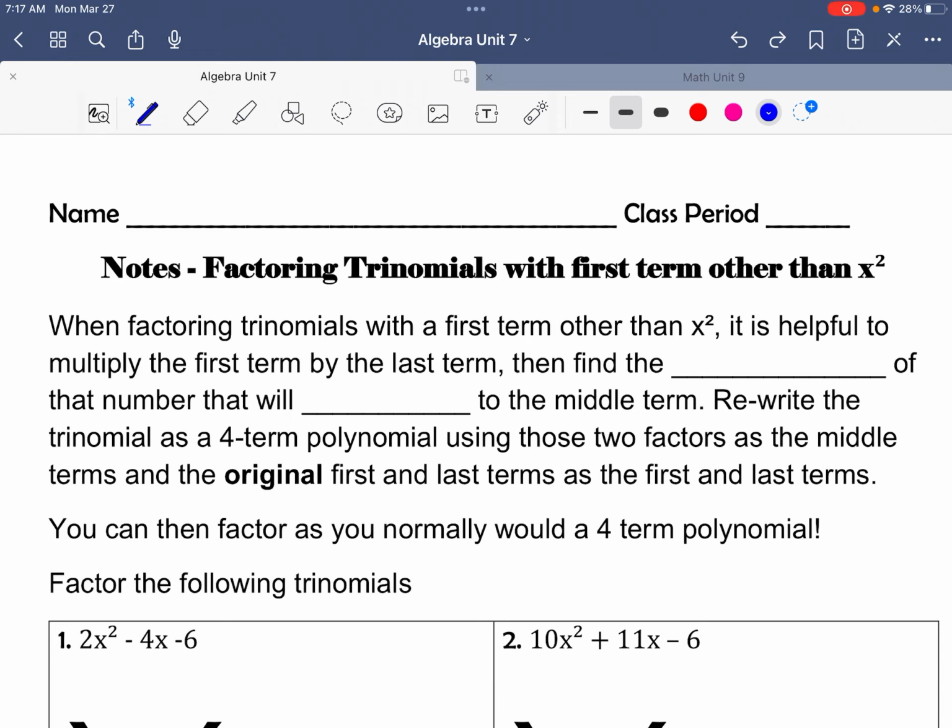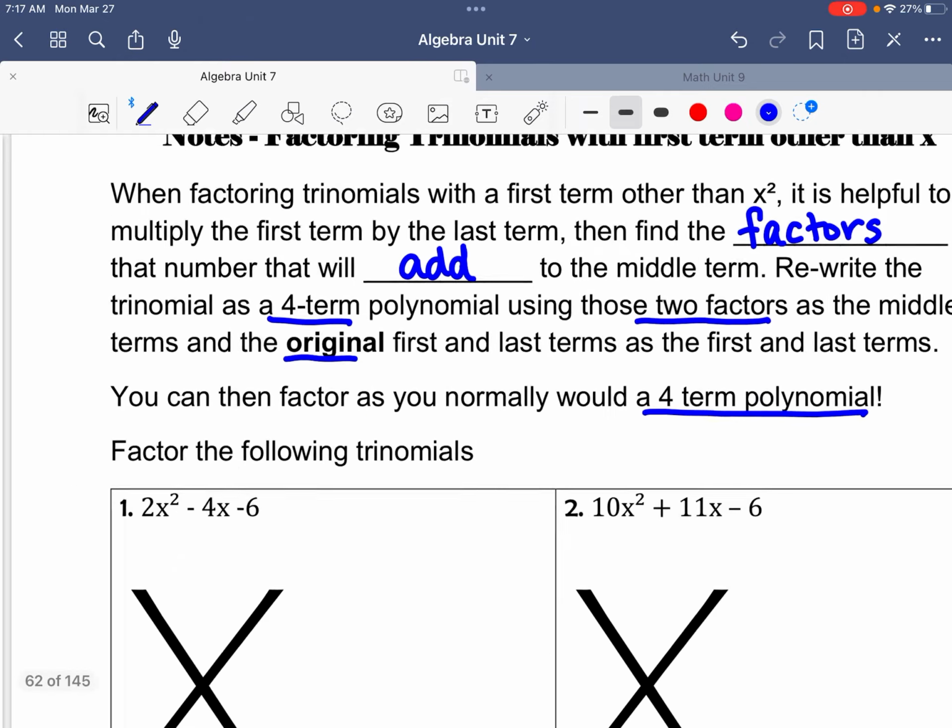So, when factoring trinomials with the first term other than x squared, it is helpful to multiply the first term by the last term, then find the factors of that number that will add to the middle term. That seems familiar. Rewrite the trinomial as a four-term polynomial using those two factors as the middle terms and the original first and last terms as the first and last terms. You can then factor as you normally would a four-term polynomial by grouping. So let's look and see what that's going to look like.